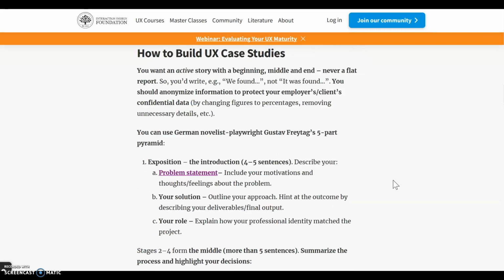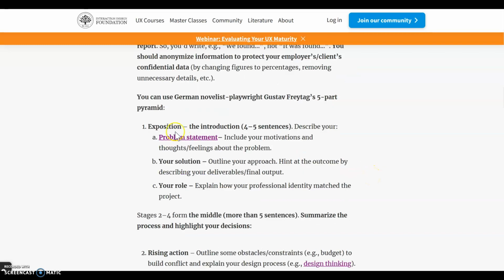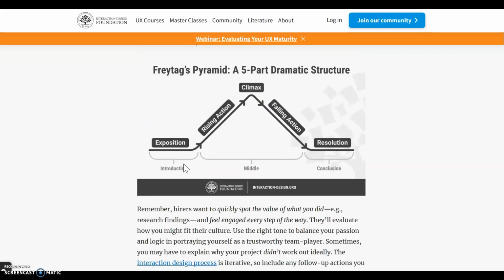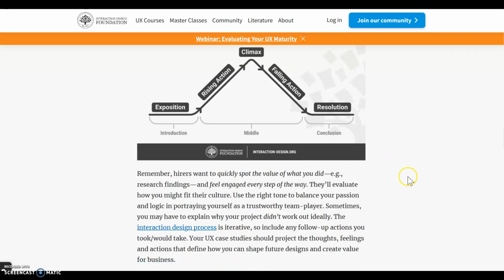And so there's other ways you can think through this. Here are some other examples. Gustav Freytag's 5-part pyramid is a good example, and you can read through all of this. And then this is a nice picture of the 5-part dramatic structure of the pyramid, where this is the early part of your project, how you came to the climax of the project, and how it resolved in terms of the design.